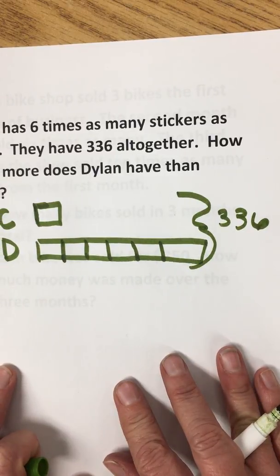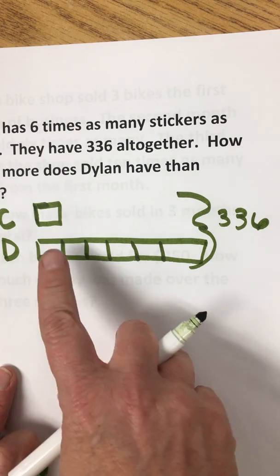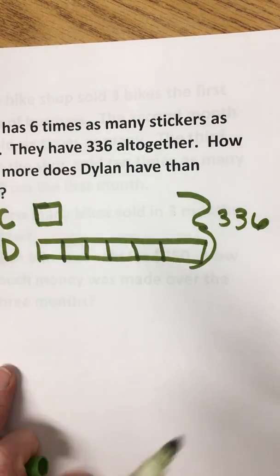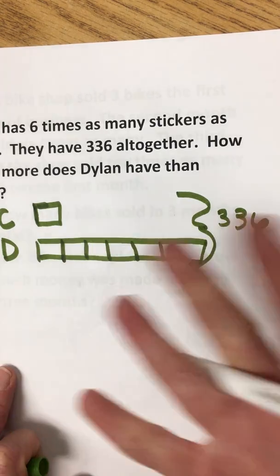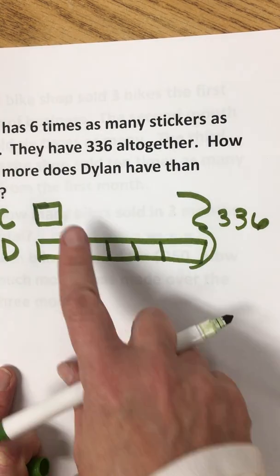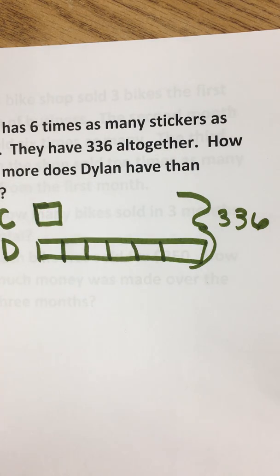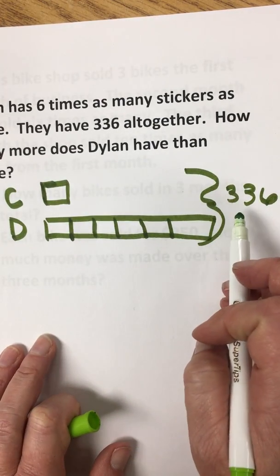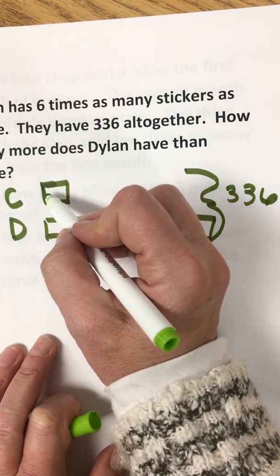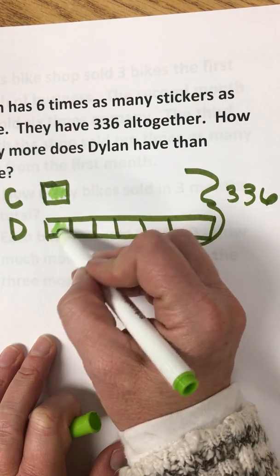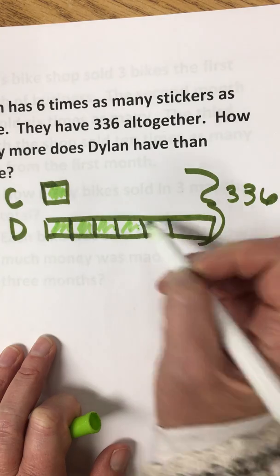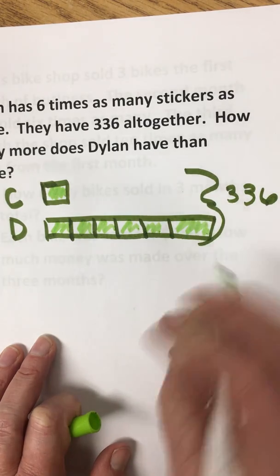Okay. Now here's the thing. We're being asked, how many more does Dylan have than Chloe? Well, guess what? With the bar models, if we solve for 1 portion, we can then answer any question. So how do we solve for 1 portion? This is where a lot of people will make a mistake. We need to count up how many total portions that they have all together, because all together there's 336. So there's 1 portion, 2, 3, 4, 5, 6, 7.